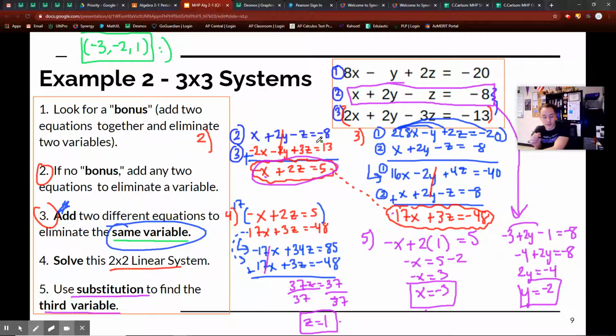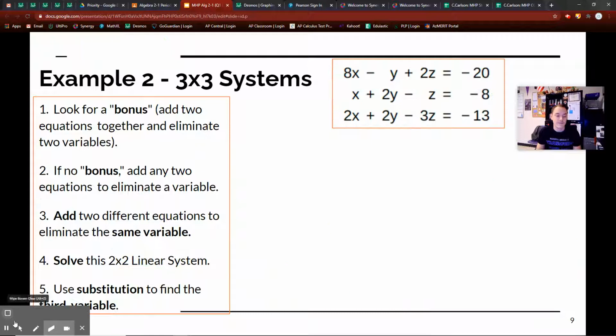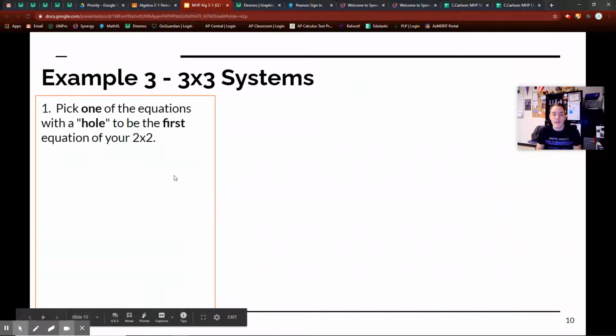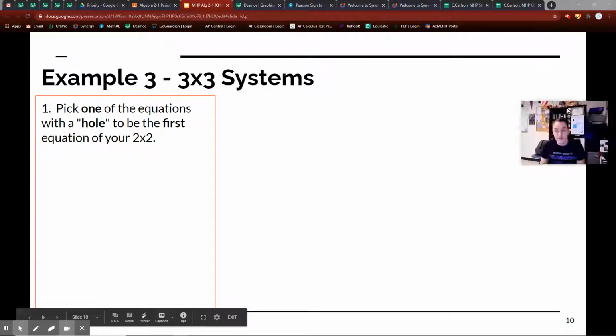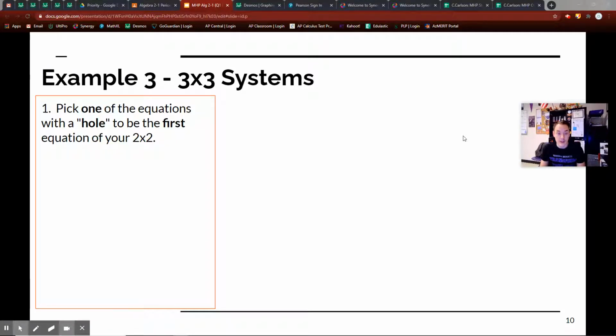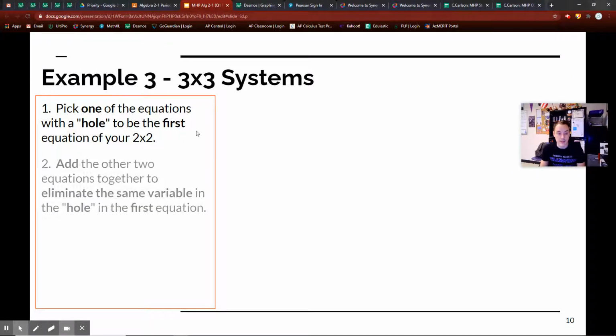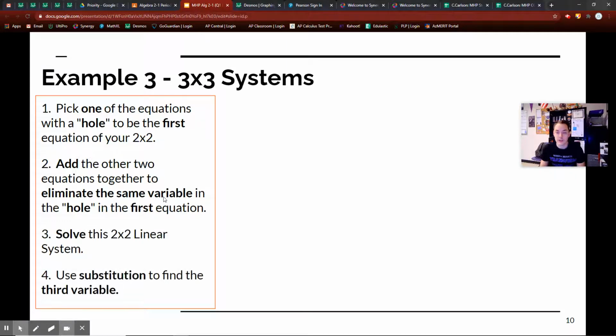Let's get to another one that's actually very, very simple. Ready? Let's erase. What if you have a hole in the equation? So if you have a hole in the equation, what does that mean? Pick one of the equations with what we call a hole to be the first equation of your 2x2. Then you're going to add the other two equations together to eliminate the same variable in the hole in the first equation. Solve that 2x2, and of course use substitution. So what will this look like?